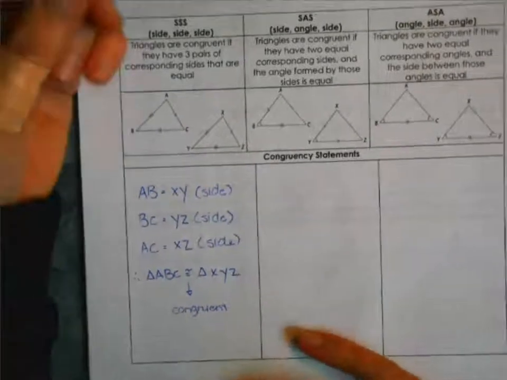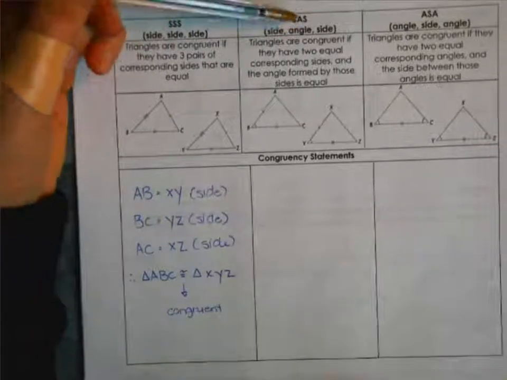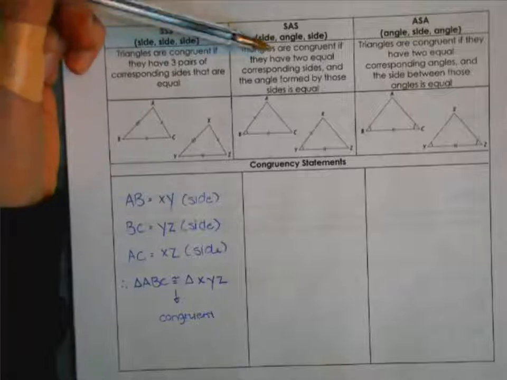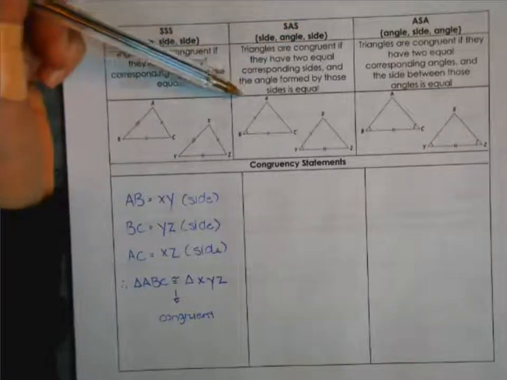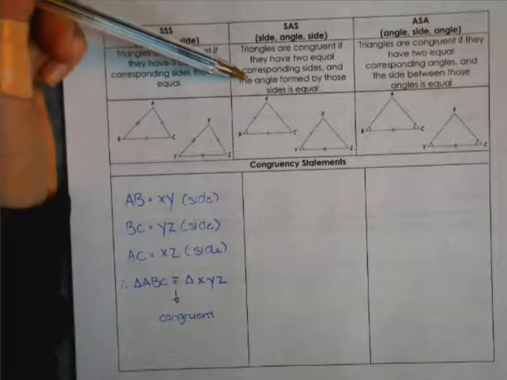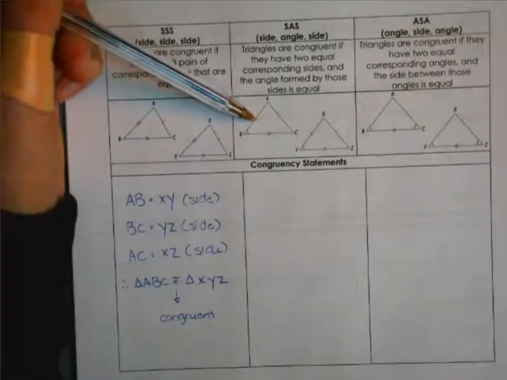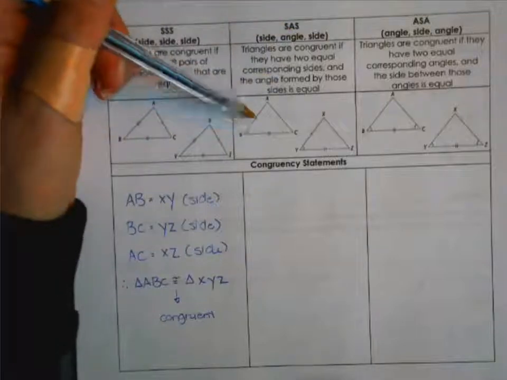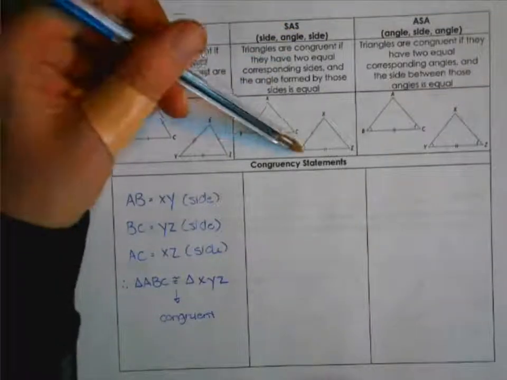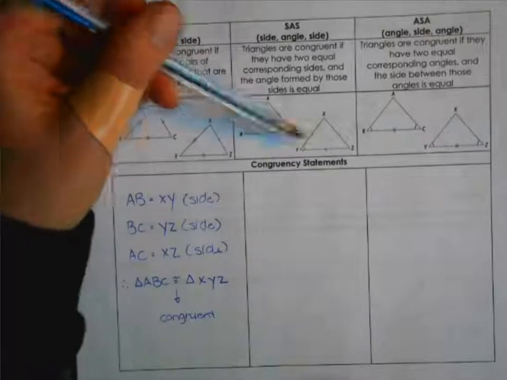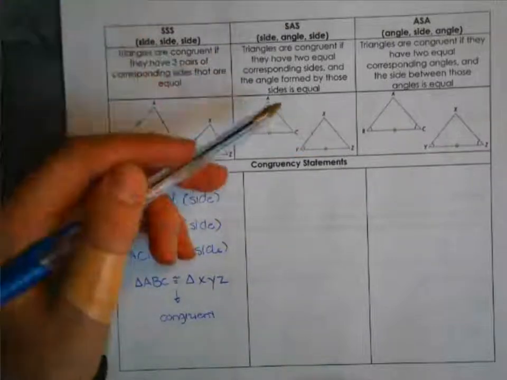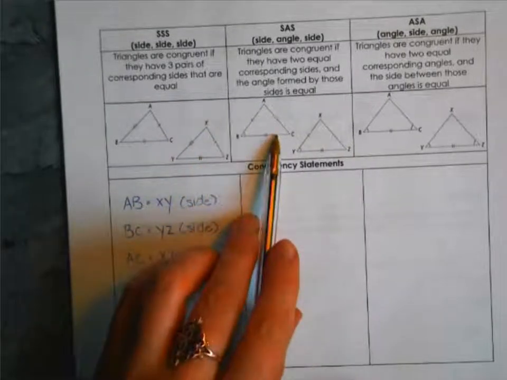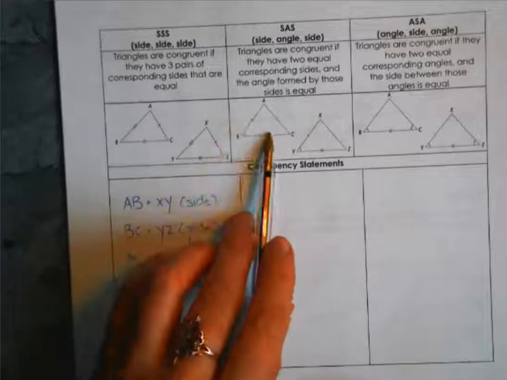So let's go through the other three types of proofs that we have. The next one is side angle side. This is where triangles are congruent if they have two equal corresponding sides and the angle formed by those two sides is equal. This is where you have to be careful and pay attention, because the angle that you're looking for to be the same has to be between the two sides you're using as proofs. For example, I couldn't use an angle up here if I'm using these two sides. It has to be the angle that's connecting these two sides.